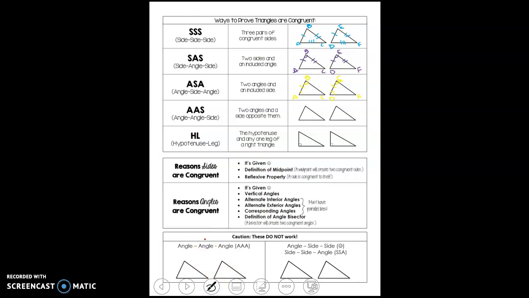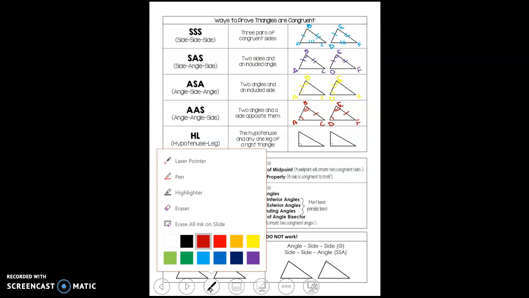Now if we were to do angle, angle, side, we have our triangle ABC again, and DEF. Now we want angle, angle, side, so I'm going to say that angle A is congruent to angle D, and angle B is congruent to angle E, and now we need a side opposite them. So not this included side here, but another side. So BC and EF are congruent to prove with angle, angle, side. Okay, let me choose another color here.